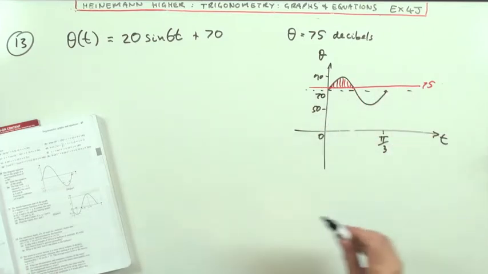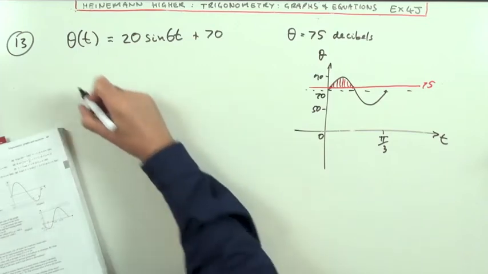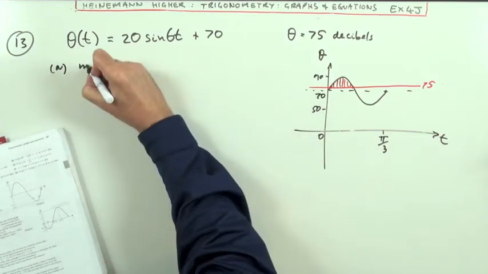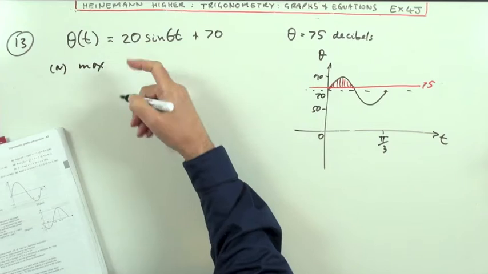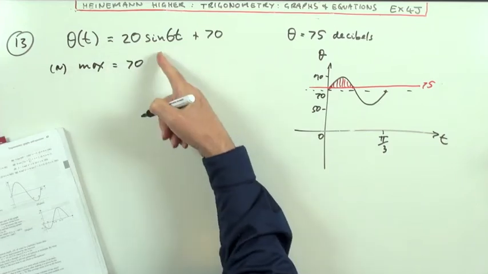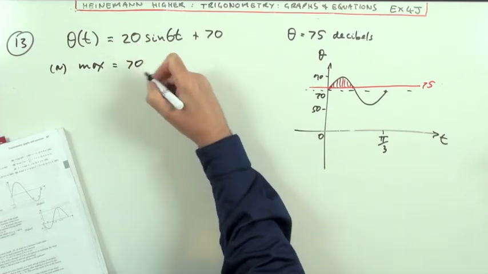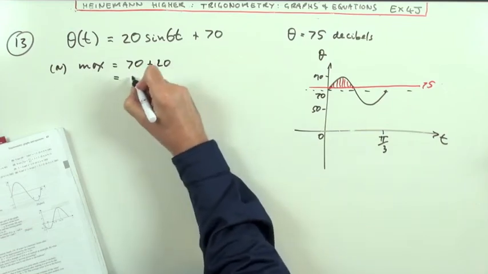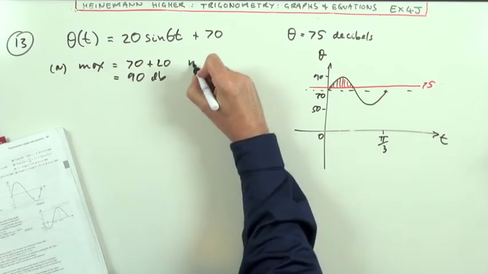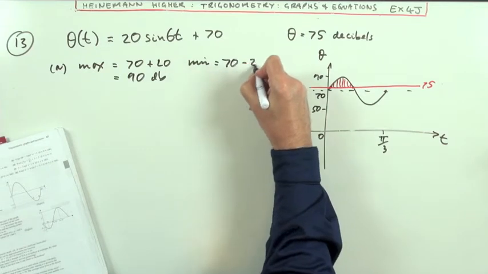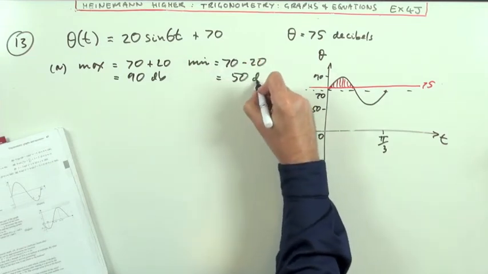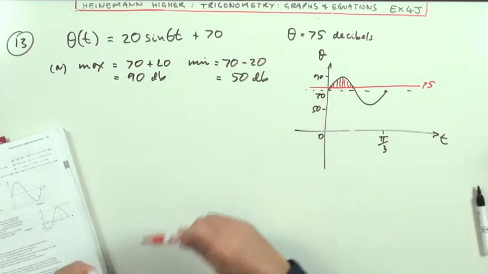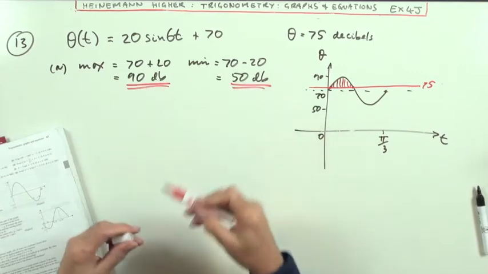Right, what does it say? A. Maximum and minimum volumes. That was easy. The max is going to be 70 plus 20, because the maximum sine gets to is 1, so 1 times 20 plus 70, so the maximum is 90 decibels, and the minimum will be 70 minus the 20, which will be 50 decibels. Well, that was easy. Next bit though.